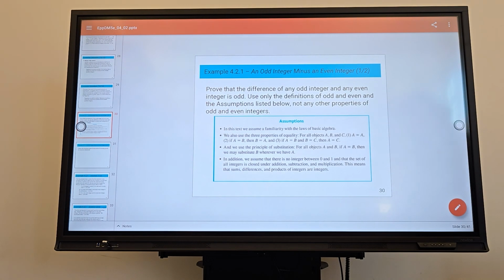All right. Prove that the difference of any odd integer and any even integer is odd. Use only the definitions of odd and even and the assumptions listed below, not any other properties of odd or even numbers. We went through these assumptions back on Tuesday: basic laws of algebra, three properties of equality, substitution, and addition, subtraction, and multiplication are closed on integers.